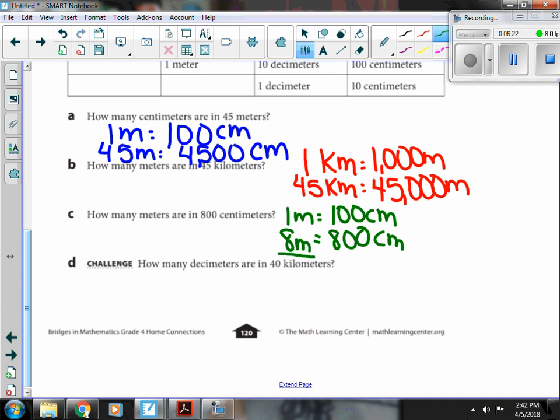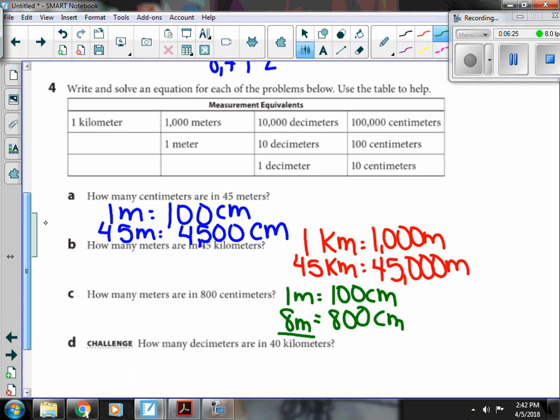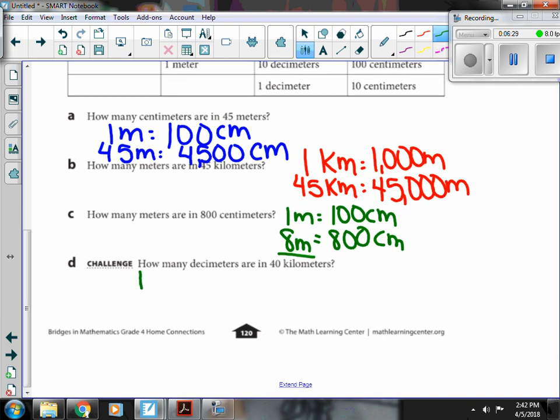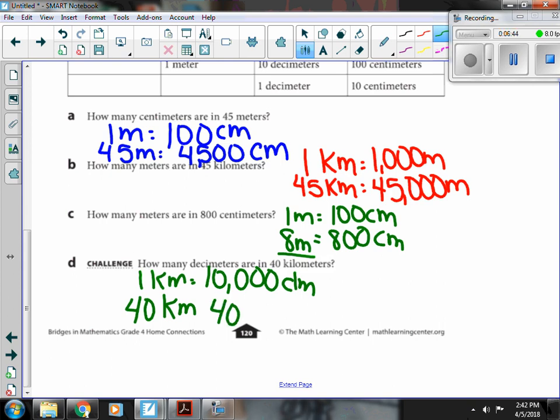And then my challenge, how many decimeters are in 40 kilometers? Well, 1 kilometer is 10,000 decimeters. So 40 kilometers would be 1 times 40 is 40. And then 1, 2, 3, 4 zeros. So 400,000 decimeters.